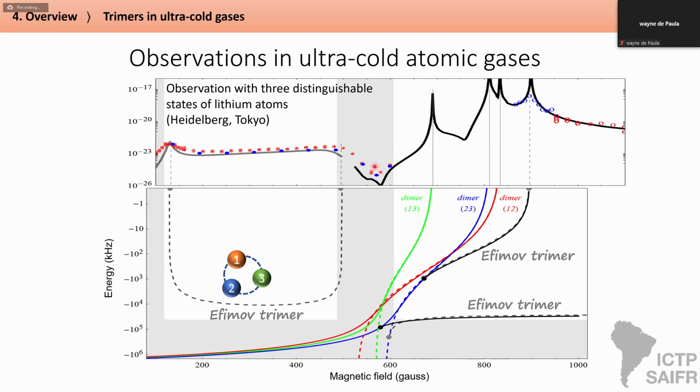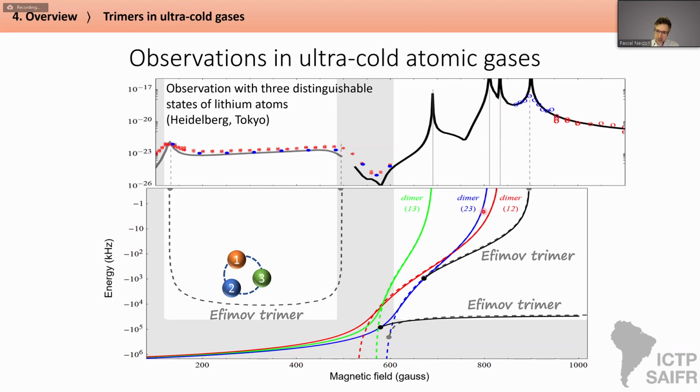So these were the observations looking at the three-body recombination, the losses by three-body recombination. As I said, experimentally, it consists in essentially preparing the system and observing the loss as a function of time, measuring the corresponding loss rate, and then plotting this, repeating the experiment for many different magnetic fields, and plotting this as a function of magnetic field.